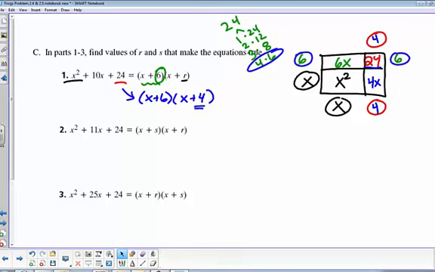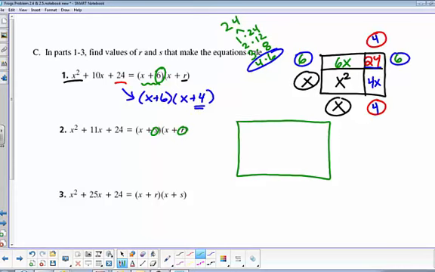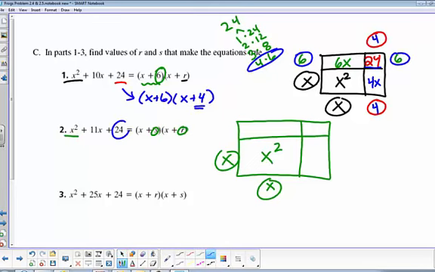In the next one, we don't have either of the dimensions. So we're going to look at our box again. You got to love these boxes. So this is our x's, our x squared. This is still our 24.